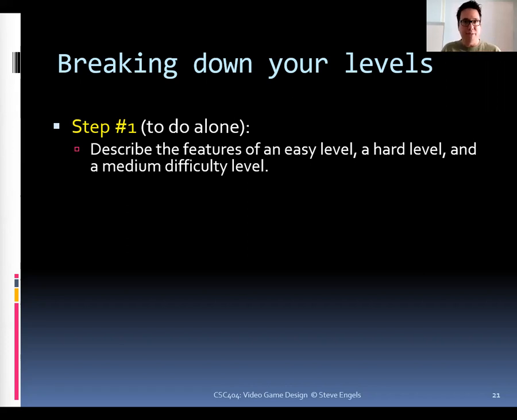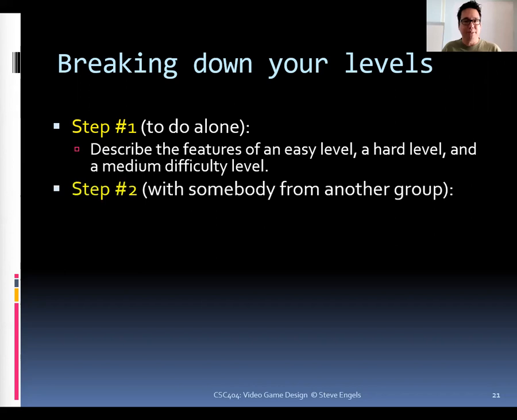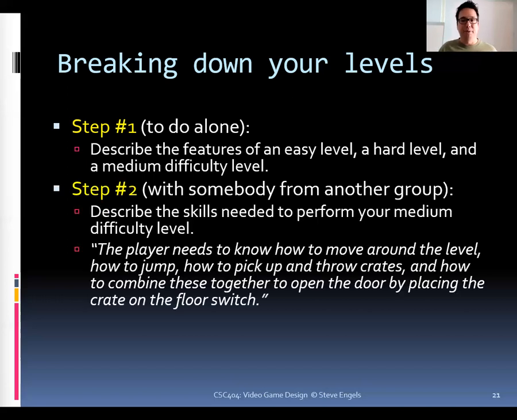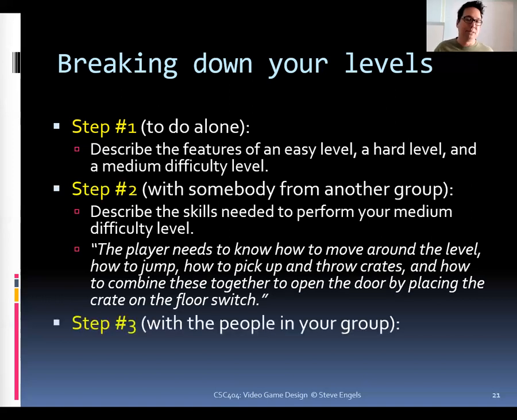Put together a bunch of levels individually and then share them with your group. Typically, when we do this in person, I actually have you share it with someone else from another group so that they can give you some outside feedback, which would be ideal. But really, if you manage to do this, that's great. But the final step is supposed to be that you bring these back together with the other members of your group so that you can all look and see what the best and worst of these levels are.